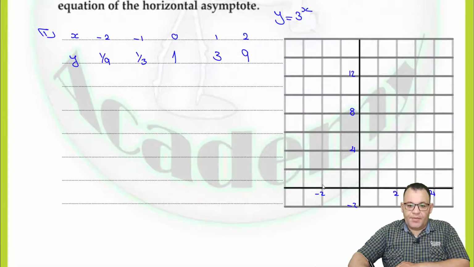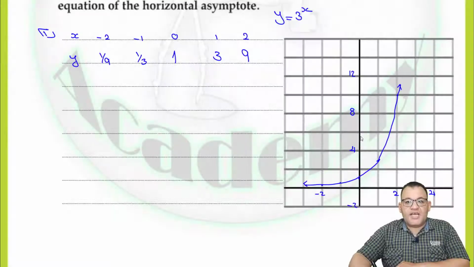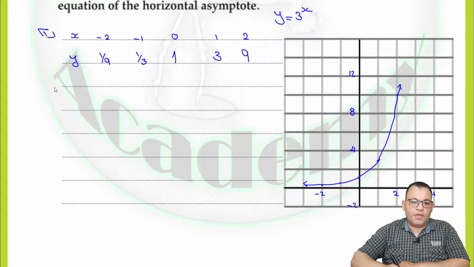-2 and 1 over 9, that is the first point. -1 and 1 over 3. 0 and 1. 1 and 3. 2 and 9. Then we can graph. So that's how the graph of the exponential equation would look like.